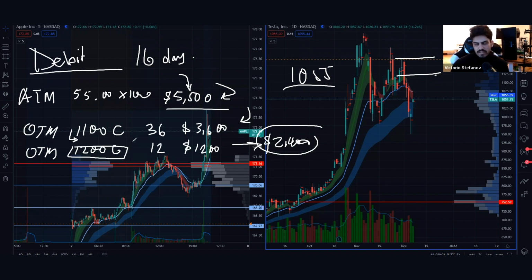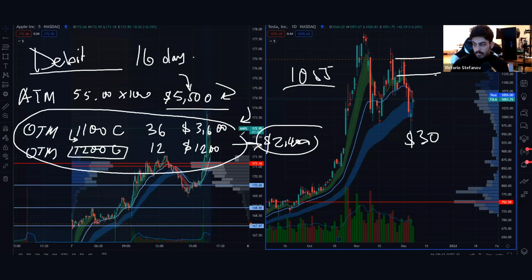Now these are the gains at expiry. If Tesla rises another $30 tomorrow, this whole position would have gained value and I can just get out of the position. I don't have to stay in it until expiry, and I don't have to wait until price gets above 1100. I can just use this to get cheaper directional moves. So just keep that in mind when you're trading these debit spreads.